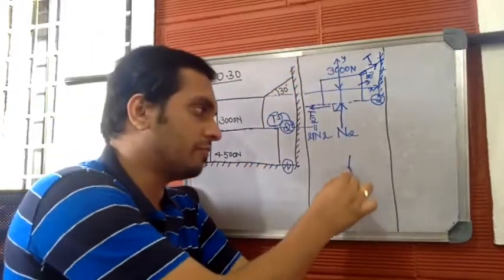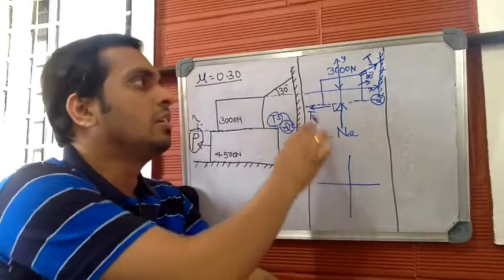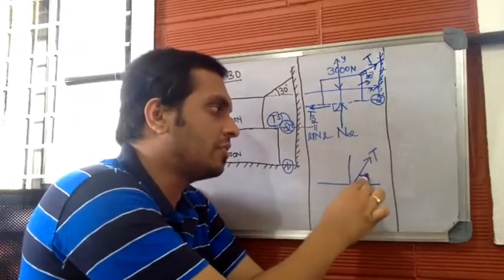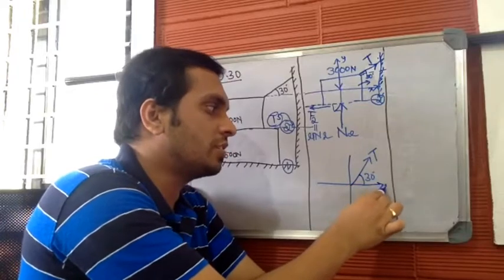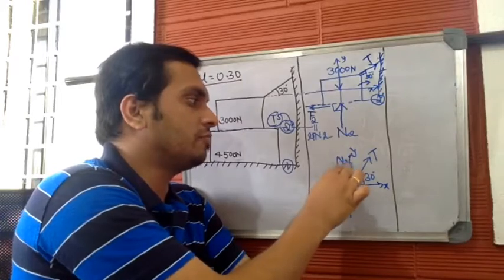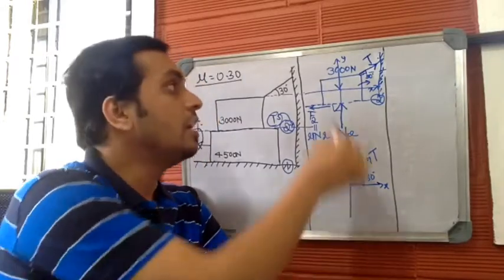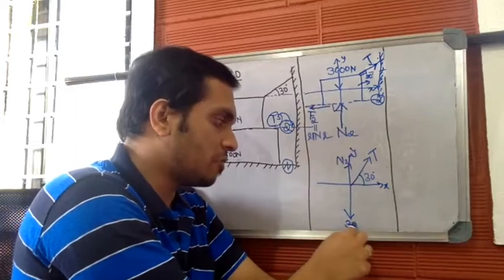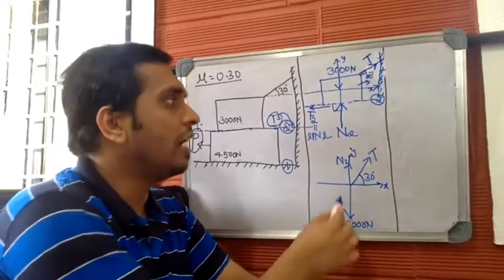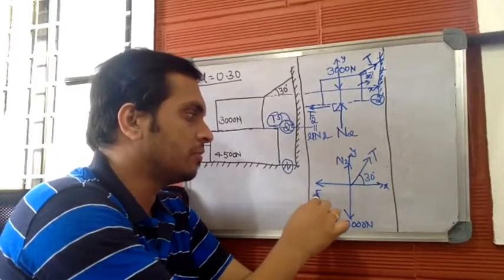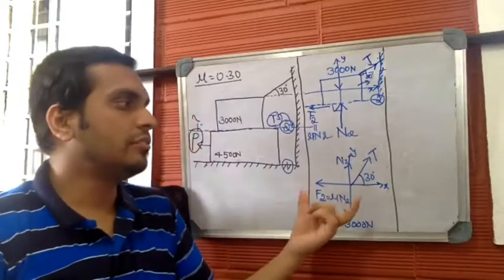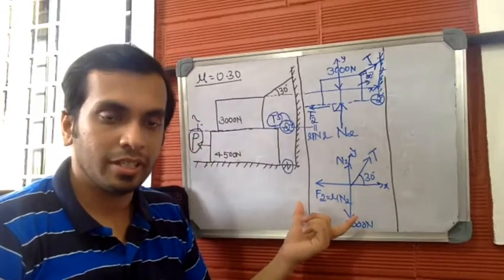Let me reproduce it to draw the free body diagram. Reproduce all the forces. Tension T can be drawn here, which makes an angle of 30 degrees. Now this is the x-axis. This is the y-axis. N2 can be drawn here. 3000 Newton can be drawn here. And F2 can be drawn, which is equal to mu into N2. So this is the free body diagram.